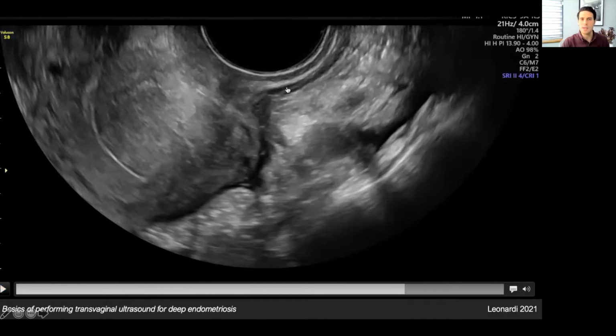If one tries to place the probe in the anterior vaginal fornix, this lesion will be much further from the probe, which is just here, much harder to characterize. So placement of the probe in the posterior vaginal fornix is essential to evaluating for bowel endometriosis, as well as other posterior compartment endometriosis that we'll come to in a bit.